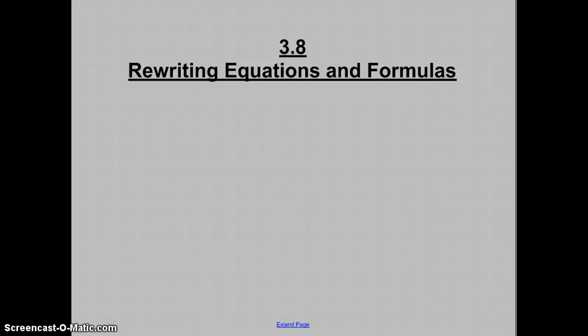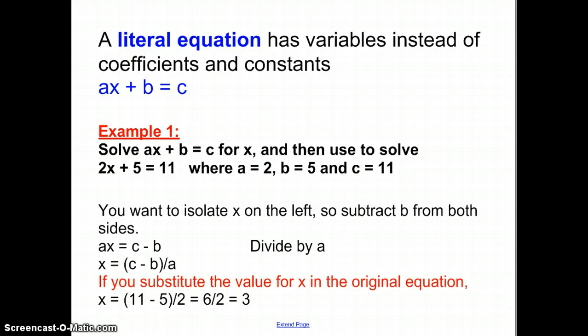This is section 3.8, rewriting equations and formulas. The first thing we're going to look at is what a literal equation is. A literal equation is a special kind of equation that has variables instead of coefficients and constants. Normally we would have maybe an x, a y, and then you have numbers in the equation.